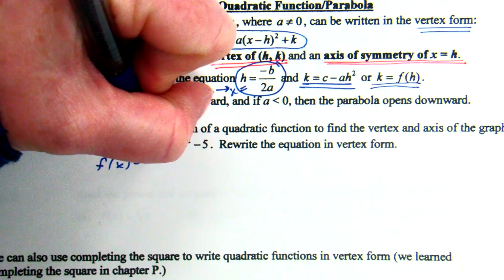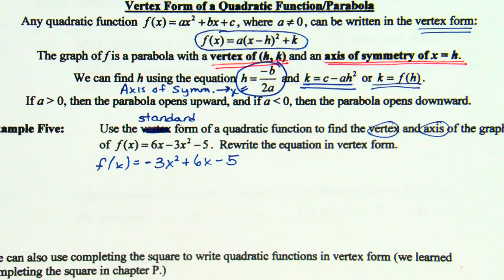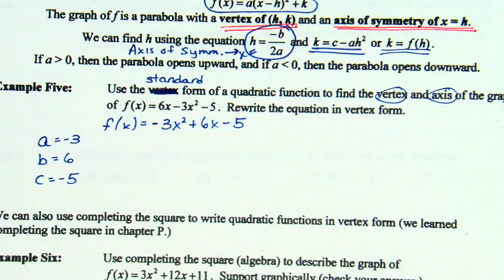We're being asked to find the vertex and the axis of symmetry. So, can you identify your ABCs? Yes. A is negative 3, B is 6, C is negative 5. Okay, you guys with them? A is negative 3, B is 6, C is negative 5. And that's in my mind why it was important to reorder that equation and have it in decreasing order of degrees. Because now I have my ABCs.